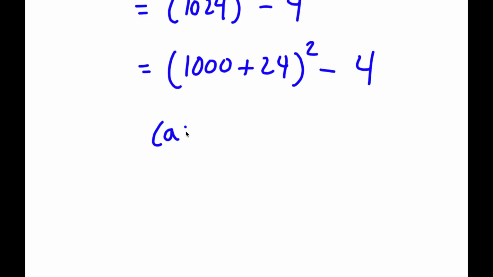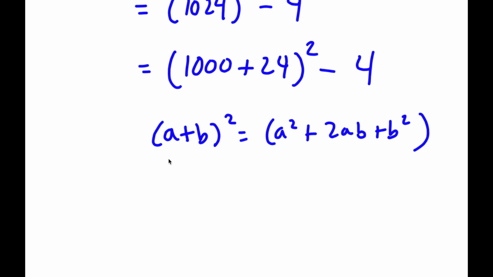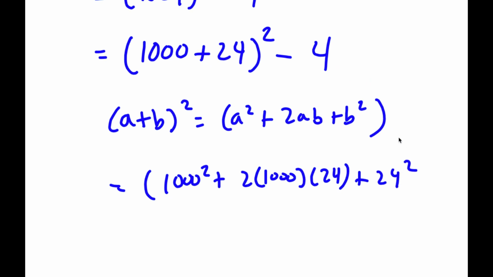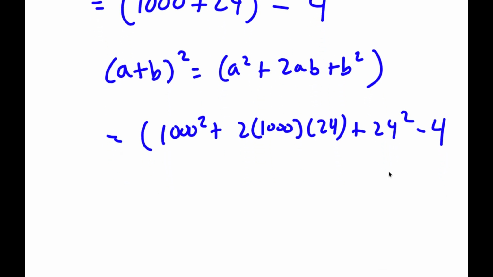Now if I have something in the form a plus b squared, this is equal to a squared plus 2ab plus b squared. So 1000 plus 24 squared, that's going to equal 1000 squared plus 2 times 1000 times 24 plus 24 squared. Now I have this minus 4.